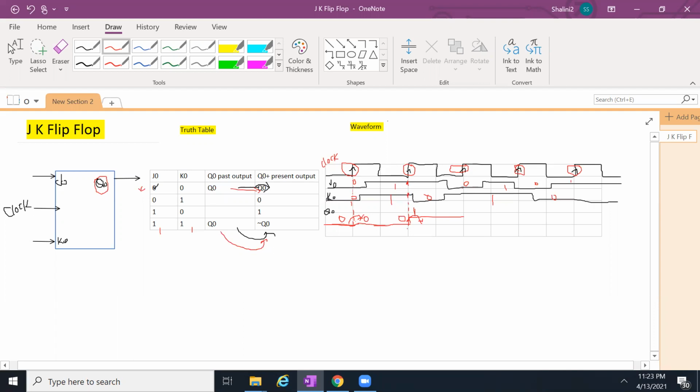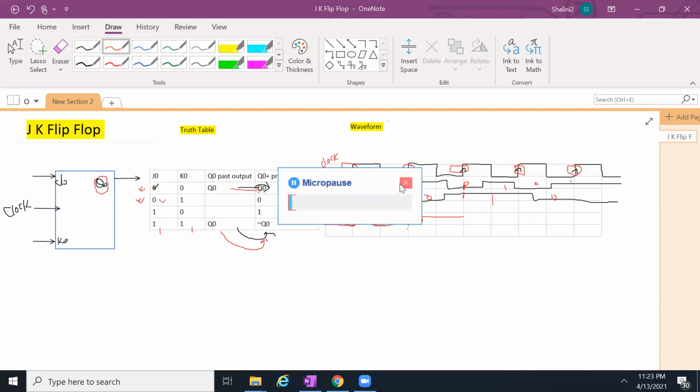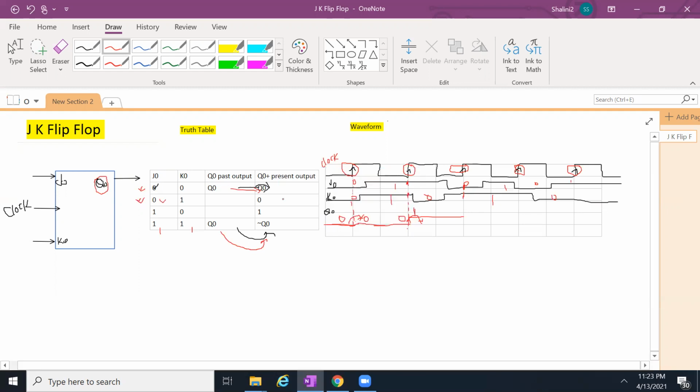At this particular positive edge of the clock, we have J0 as 0 and K0 as 1. So we are under the second condition, where J0 is 0 and K0 is 1. At that time we need to look into the J0 value. Whatever the J0 value is, that will come to the output. So here J0 is 0, then 0 will come, and this will continue till the next clock cycle.